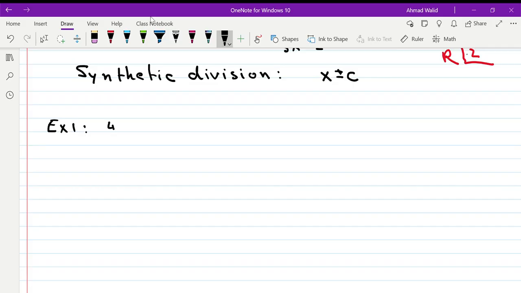Four x squared minus 5x plus x cubed plus 5 divided by x minus 3.